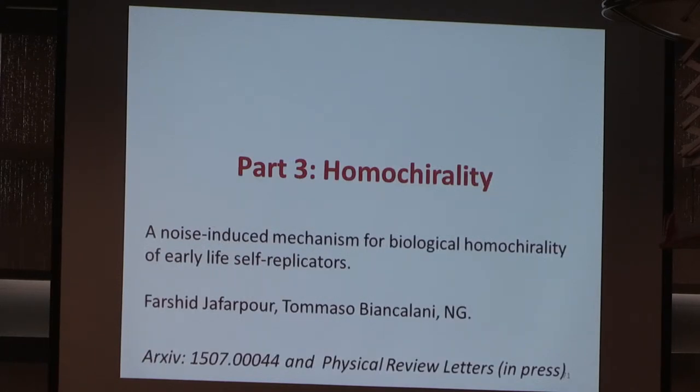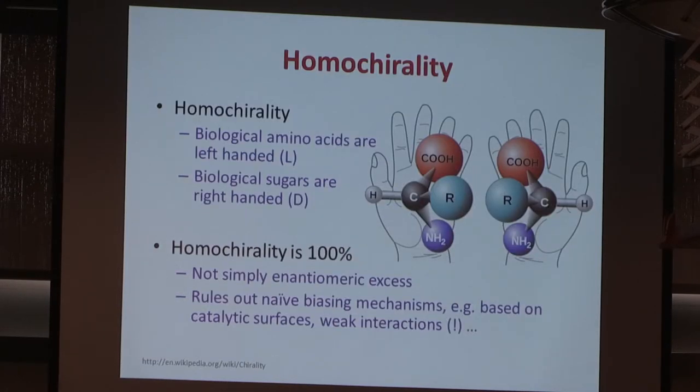I want to spend the last 3 minutes and 40 seconds talking about homochirality. So that's the other universal aspect of life. Homochirality is the following. If you look at all the amino acids, at least the chiral ones, they are left-handed. If you look at the biological sugars, they're all right-handed. There's no chemical reason why they have to be like that. And this effect is not just a small bias. It's a 100% effect.